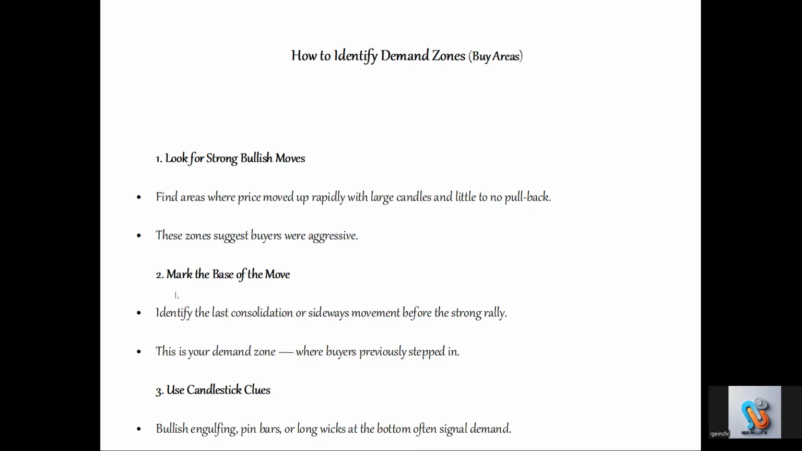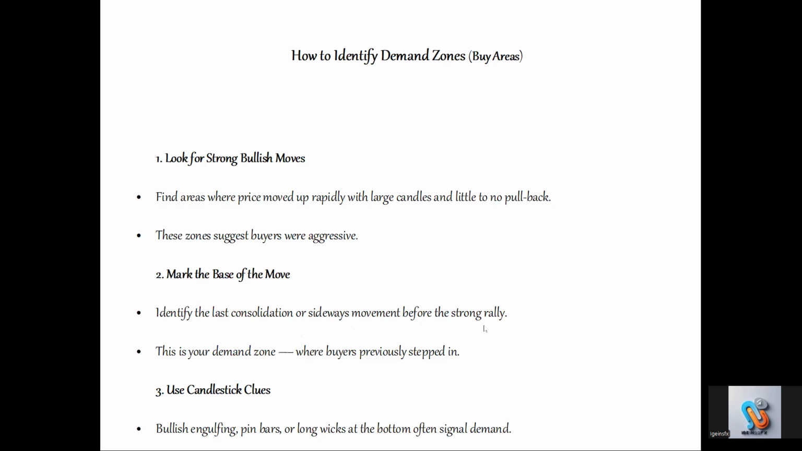Then the second one is you mark the base of the move, where the move started. Identify the last consolidation or sideways movement before the strong rally. All these things, I'm just making it so that you understand it. As you read it, you understand. That is why I'm taking my time to write all those things down for you to consume.